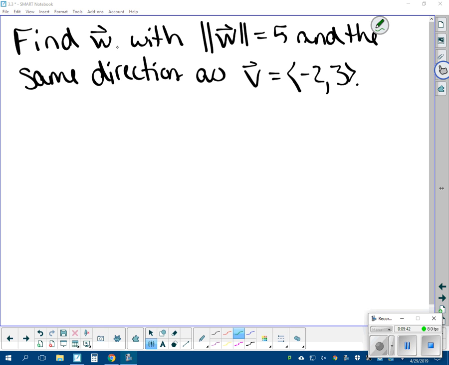Okay, find vector w with magnitude equal to 5 and in the same direction as vector v, whose component form is -2, 3. So this time we don't want a unit vector. We want a vector whose magnitude is 5. But we do want it in the same direction as vector v. How do we find a vector that's in the same direction as vector v?